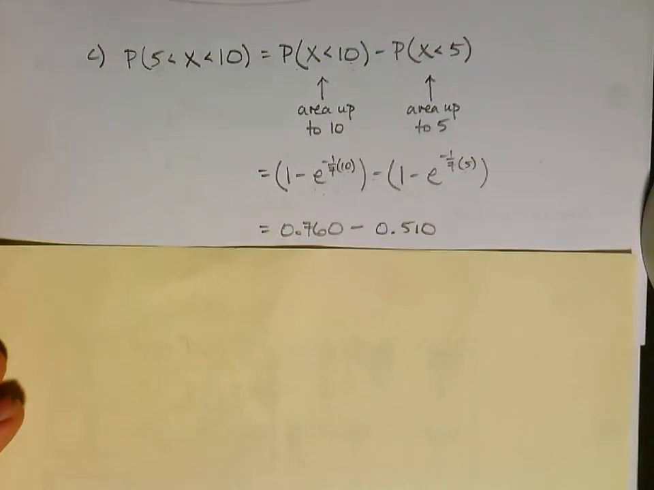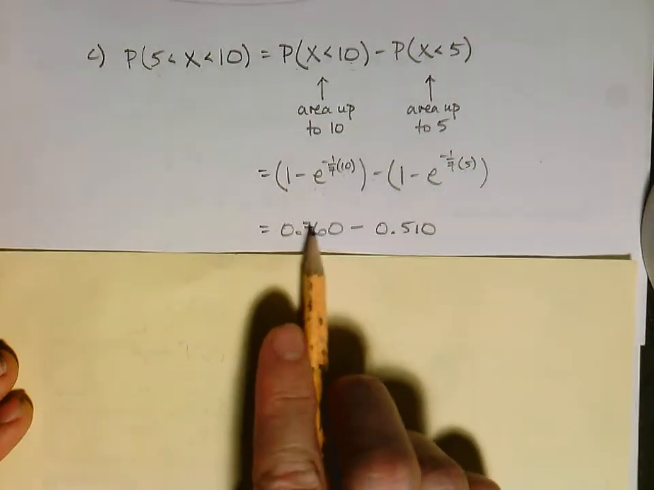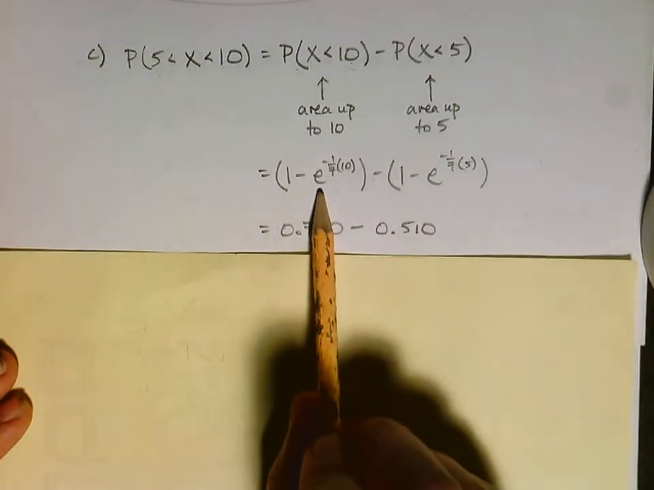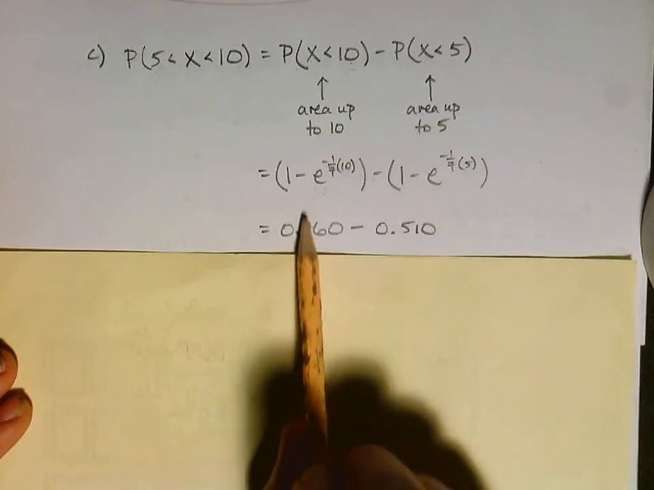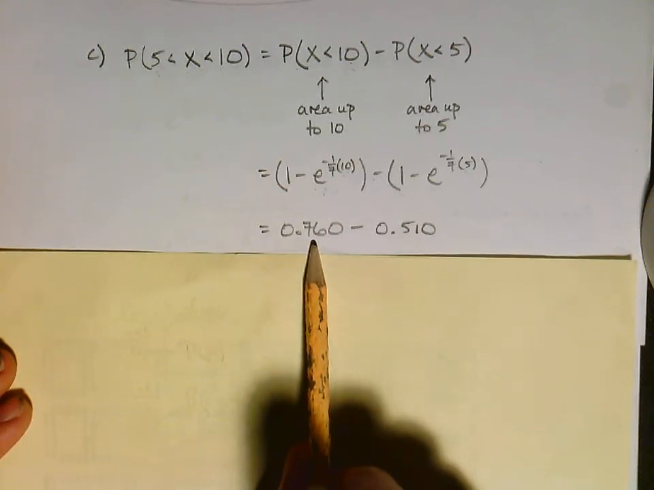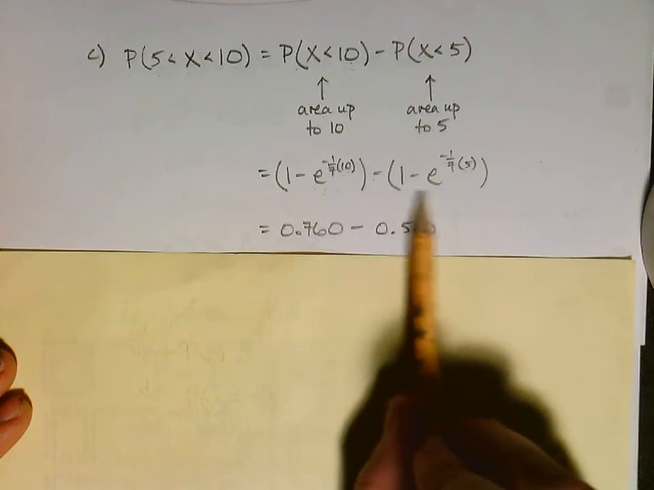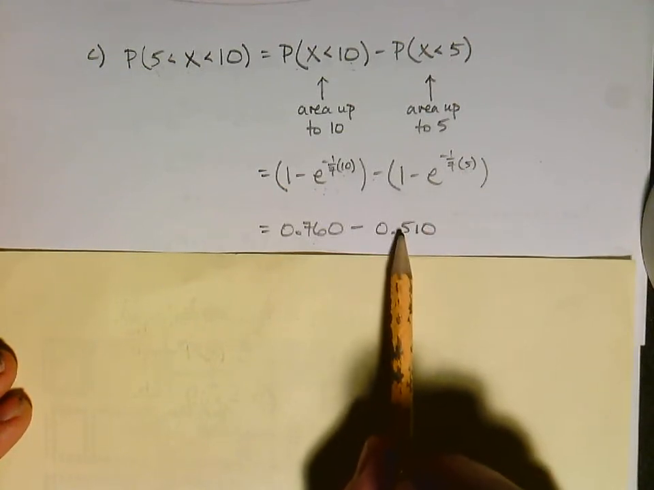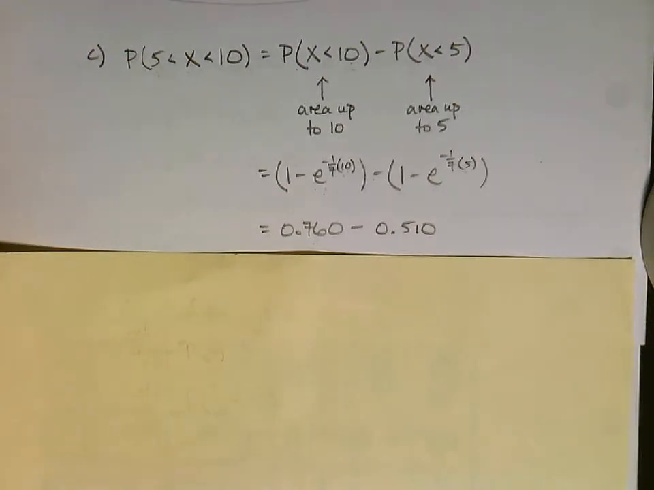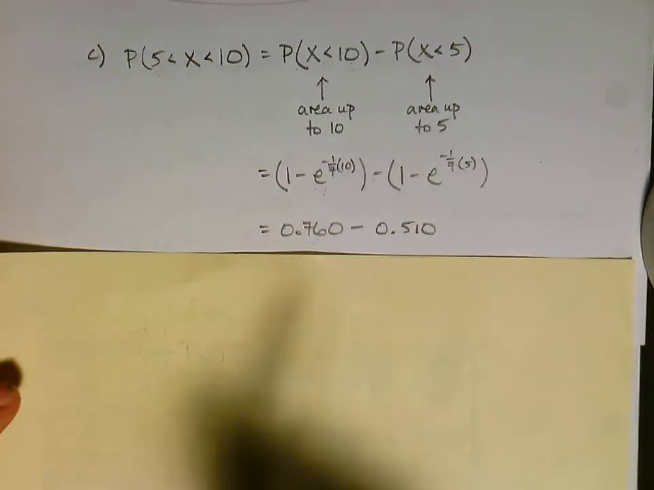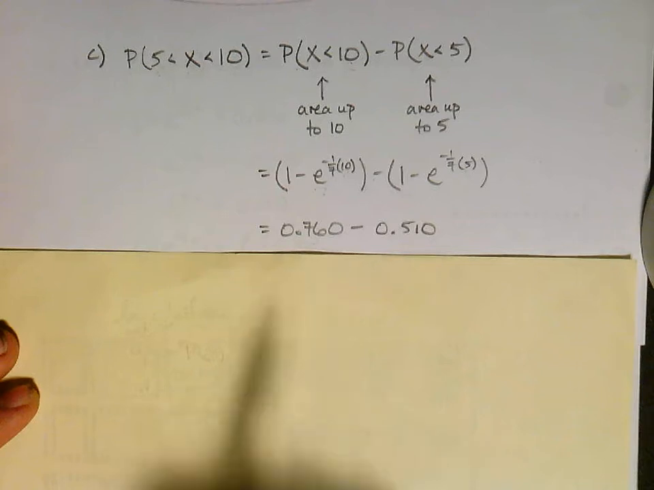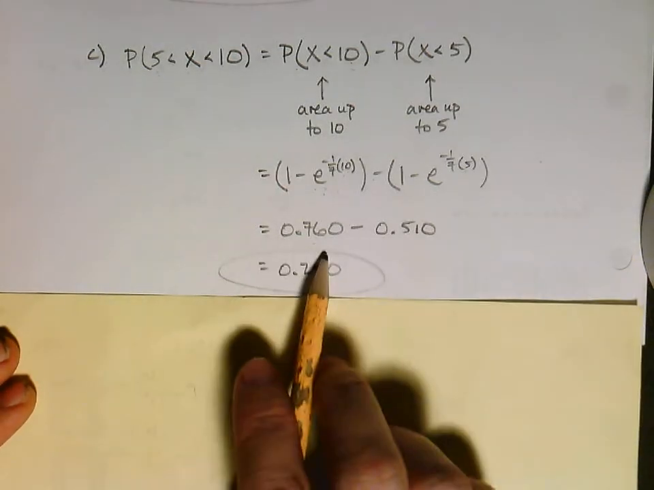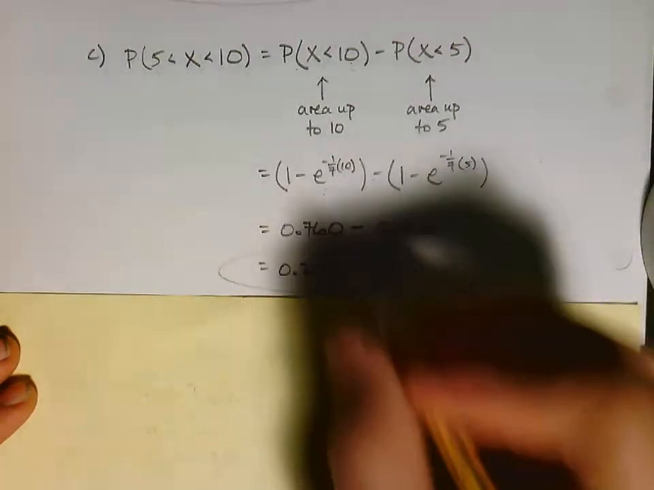And then you can grab your calculator and compute both of those numbers. Well, turns out we already did this one in part B, right? That was 0.760. We'll need to do this calculation: 1 minus e to the negative 1/7 times 5 turns out to be 0.510 when you round it. And so then subtracting those will give us just the area between them. And it turns out to be, well, here it turns out pretty nice, 0.250.